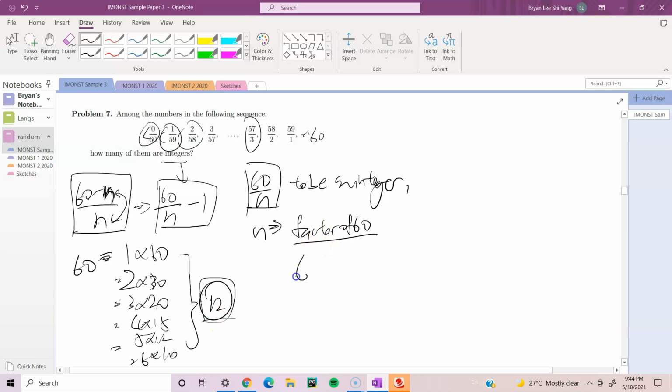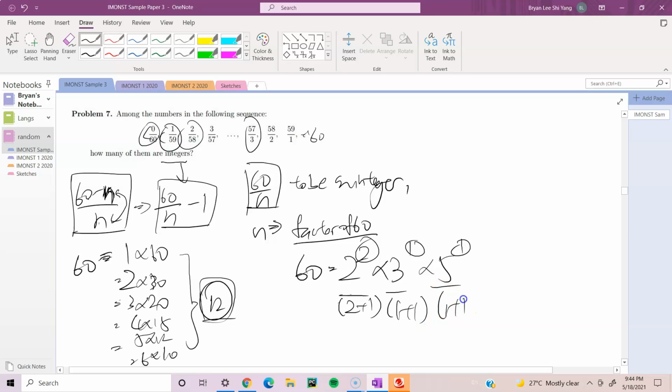But then again, if you do not know, we can factorize 60 into 2 to the power of 2 times 3 to the power of 1 times 5 to the power of 1. If you want to find the number of factors that 60 has, you take the power of each of these and add 1. So 2 plus 1, then 1 plus 1 over here, then this one is also 1 plus 1. You multiply all of these together, and you will also get 12.